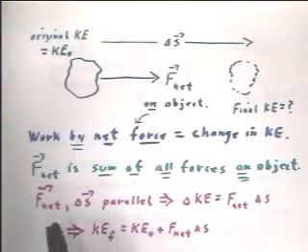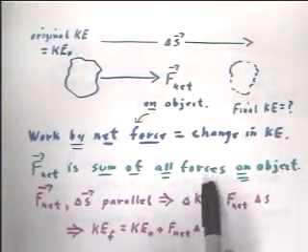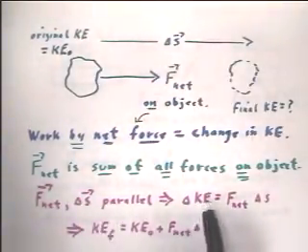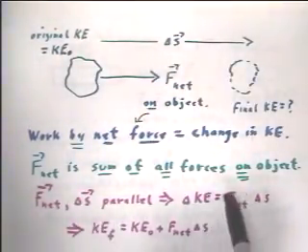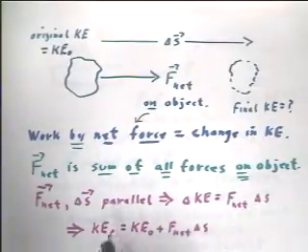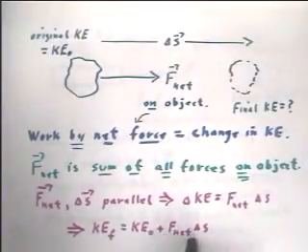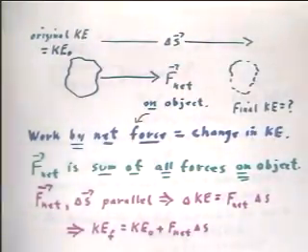kinetic energy. Okay, F net is the sum of all the forces, as we've said. And when F net and delta S are parallel, then that means that the change in kinetic energy is the net force multiplied by delta S. And that implies that the final kinetic energy is equal to the initial kinetic energy plus the work done, the F net times delta S.